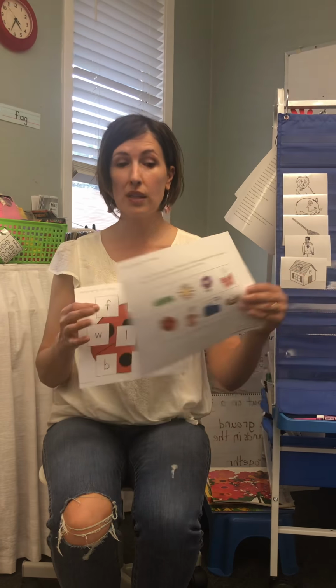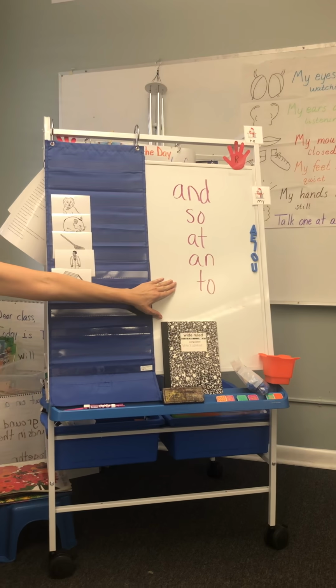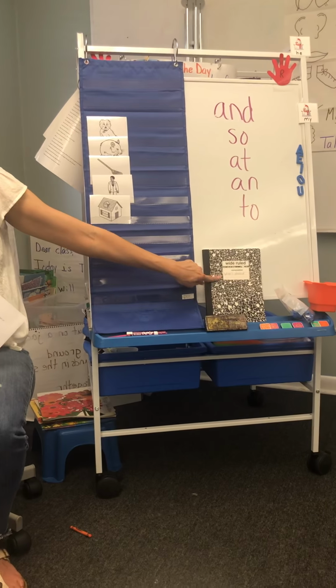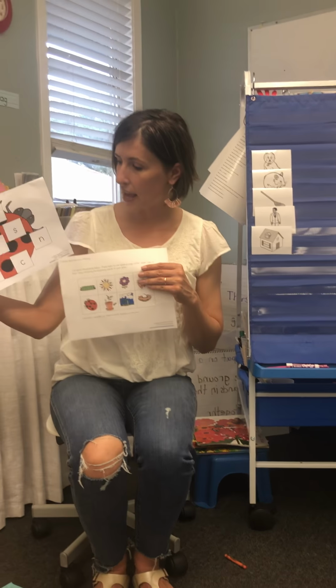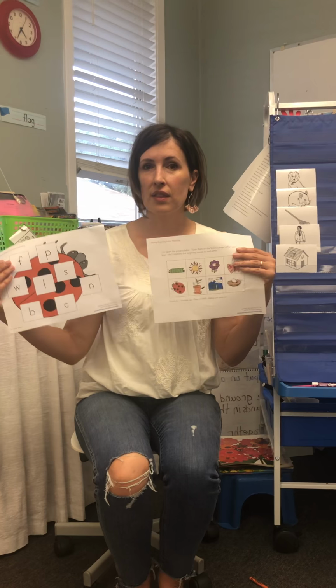Okay, so you have 2 things to do today. You're going to rainbow write your sight words in your notebook, and you're going to cut out the pictures and glue them down on the letter that it starts with.